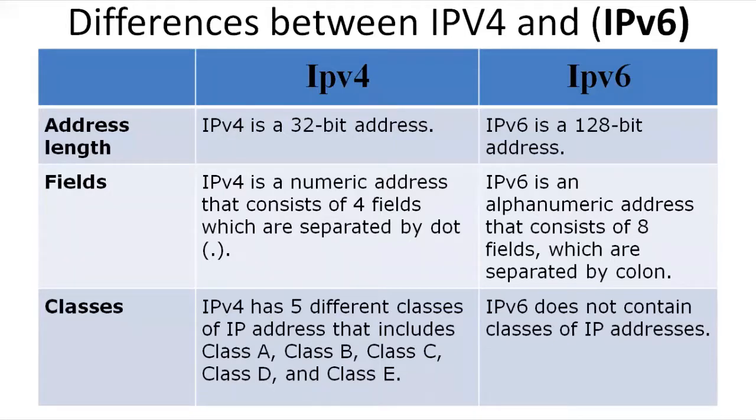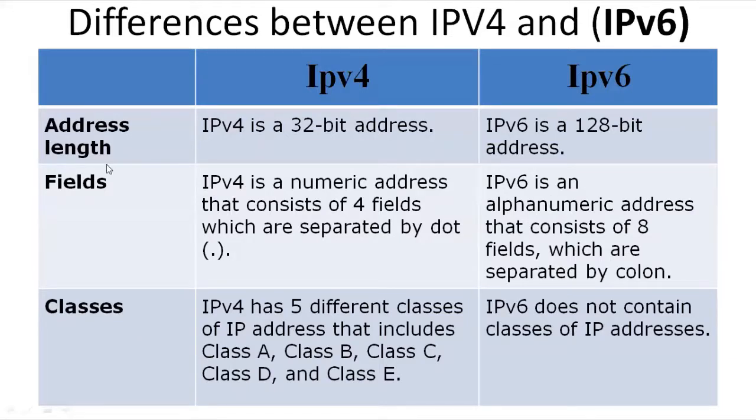Here coming to the differences between IP version 4 and IP version 6. Very important one. IP version 4 is a 32-bit address. If you consider the address length, IP version 4 has 32-bit addresses, that means 2 power 32 addresses. IP version 6 has 128-bit addresses, that means 2 power 128 addresses.